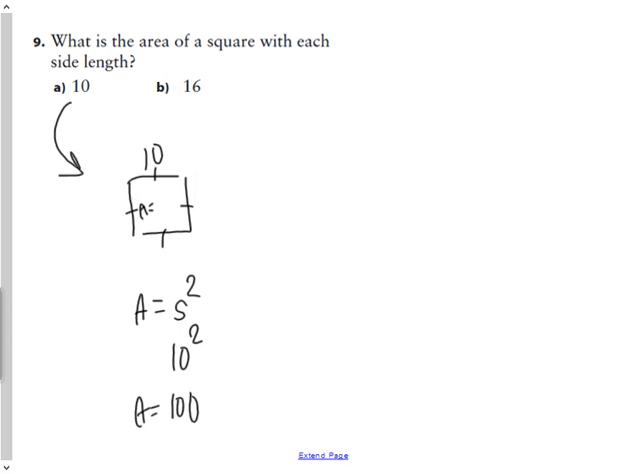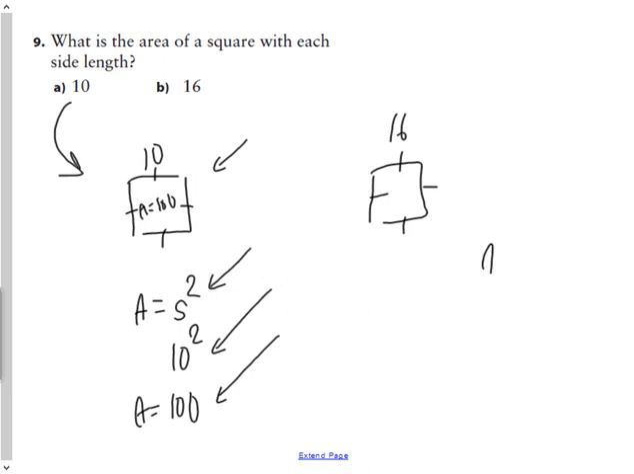So the expectation on your test is that you can draw it, you can write the formula, you can substitute, and you can simplify. And you'd put 100 in here. For 16, you'd put 16 here. You go area equals side squared, or area equals 16 squared, which I think was the one we just did last question, which means area equals 256.